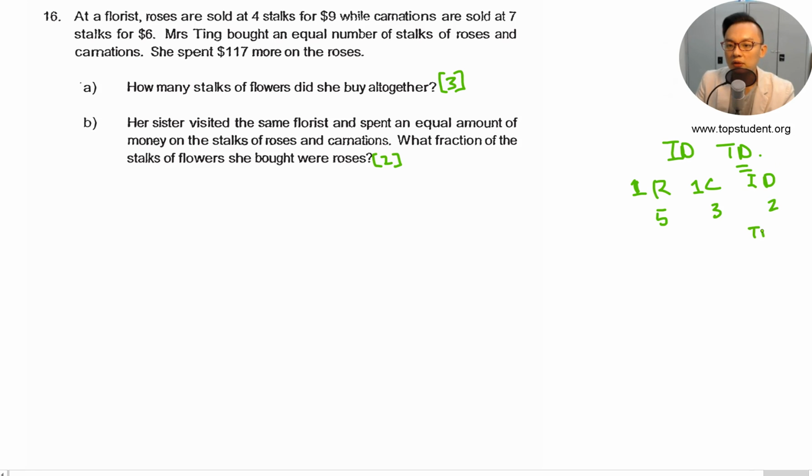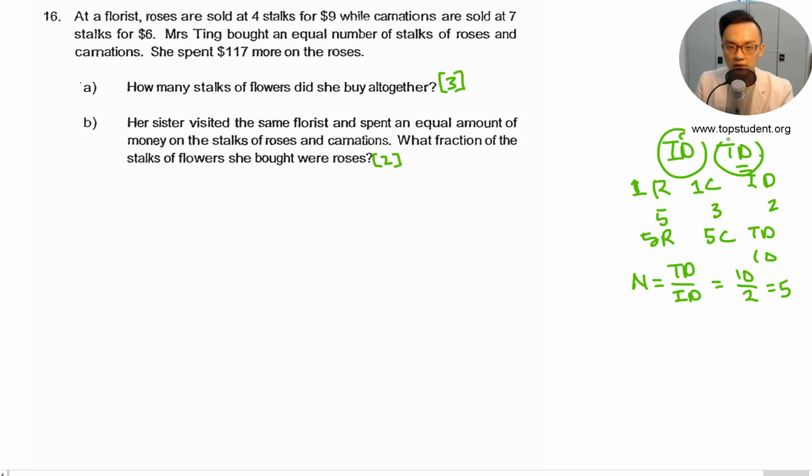I know that my total difference is $10. Therefore, the number of roses and carnations I bought is the total difference. So number equals total difference divided by individual difference, which is 10 divided by 2 equals 5. So I know that I bought 5 roses and 5 carnations. Okay, so this is an example where you need to know your individual difference and your total difference.